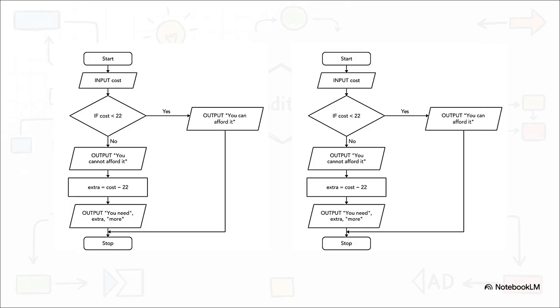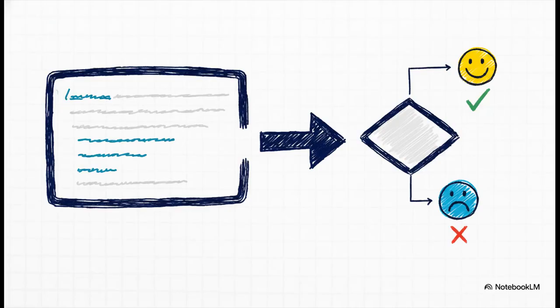So drawing it out in a flowchart is one way to get your head around the logic. But another way is to write it out in what we call pseudocode, which is basically a simplified, human-friendly version of code. The key thing to realize here is that both of these are telling the exact same story, just using a different language. So the pseudocode just says it out loud. If the cost is less than 22, then tell the user you can afford it. Else, tell them you cannot afford it. See, it's a perfect one-to-one translation of that flowchart. It's simple, but the structure is unbelievably powerful.